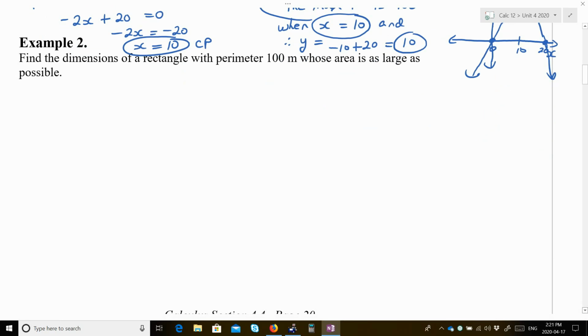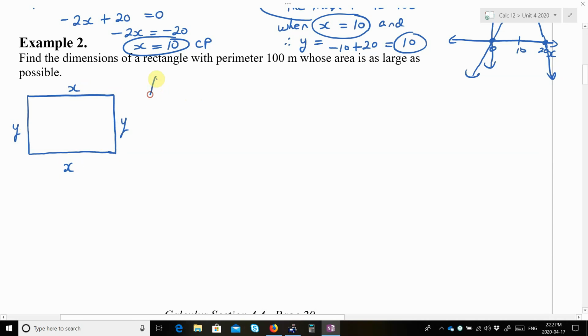Let's try example 2. It says find the dimensions of a rectangle with perimeter 100 meters, whose area is as large as possible. Okay, so we have a rectangle. And we could say the length is x and the width is y, like so. And we want to maximize the area of this. Okay, so the area of a rectangle is length times width. We could have used L and W here. I just used x and y, so it's going to be x times y.